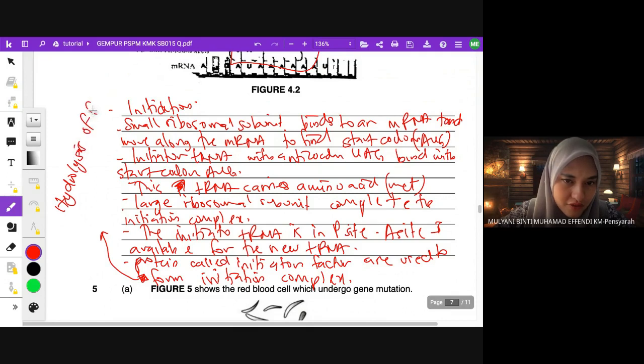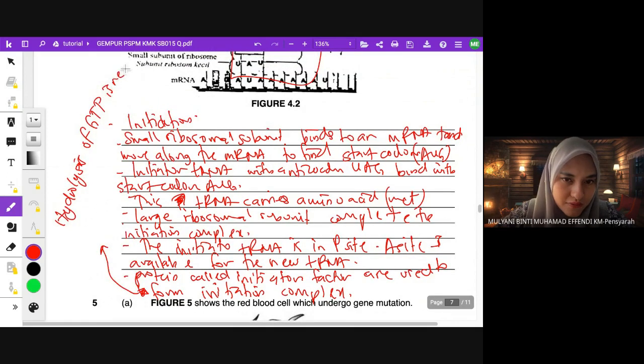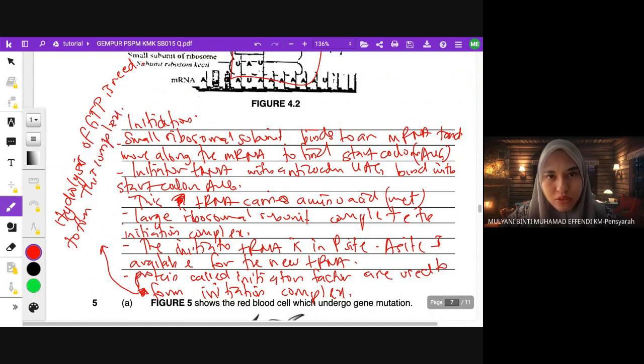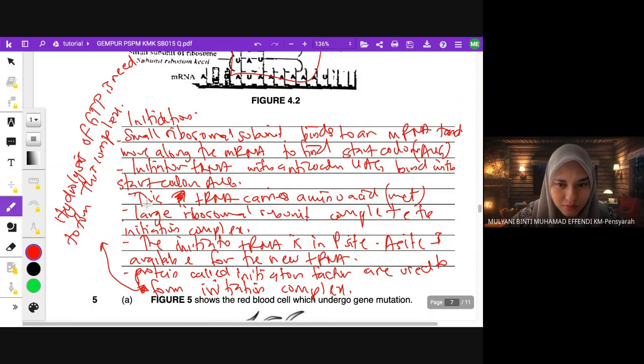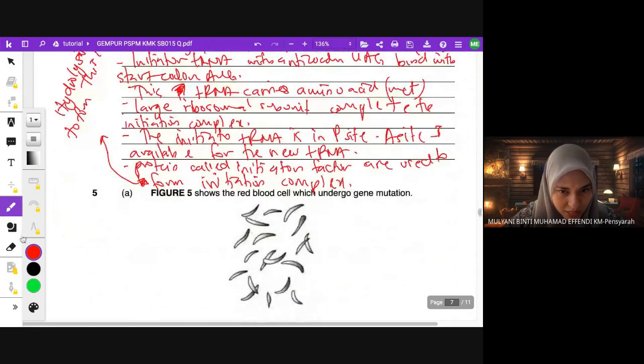Hydrolysis of GTP is needed to form this complex. Maksudnya nak membentuk kompleks ini perlukan tenaga jugalah. Okay, so nak membentuk kompleks itu tenaga, memerlukan GTP. GTP tu tenaga. Okay, so ada beberapa point kat situ lah. Ada 6, okey lah tu kot. Okay, so next.